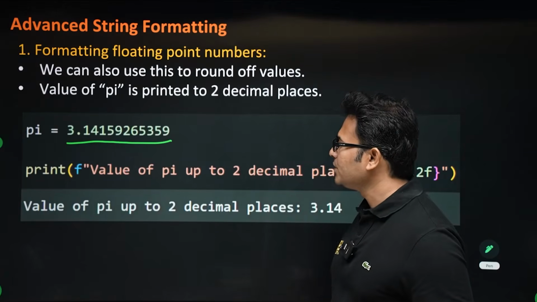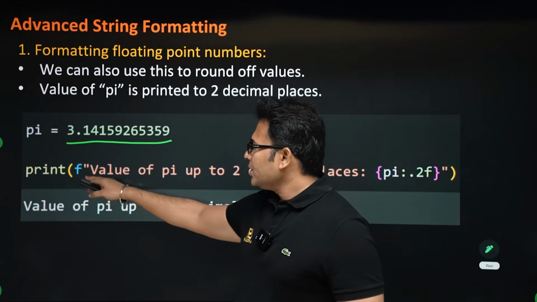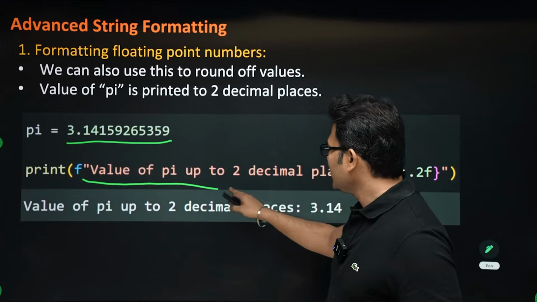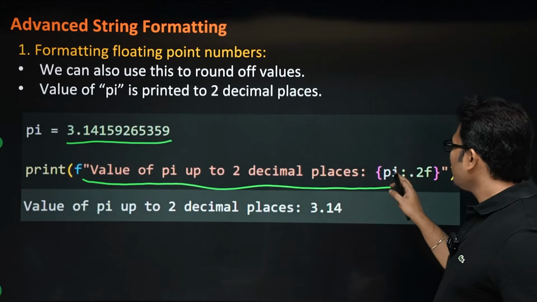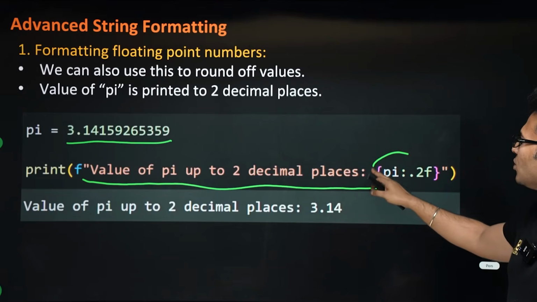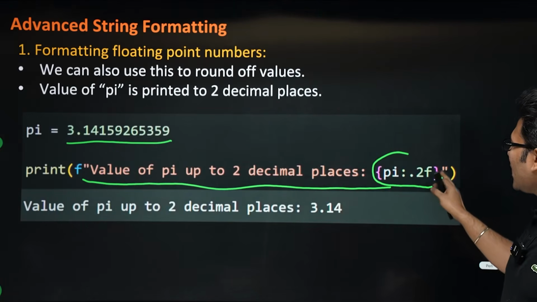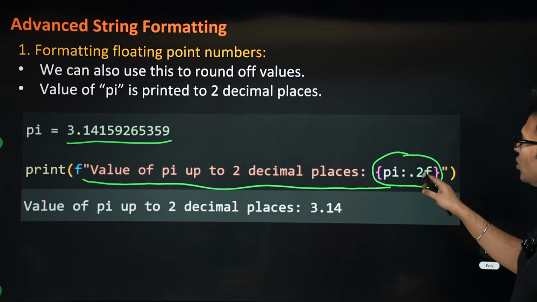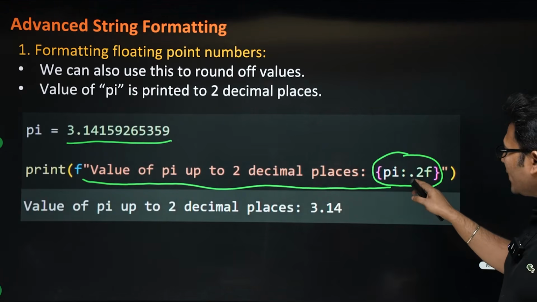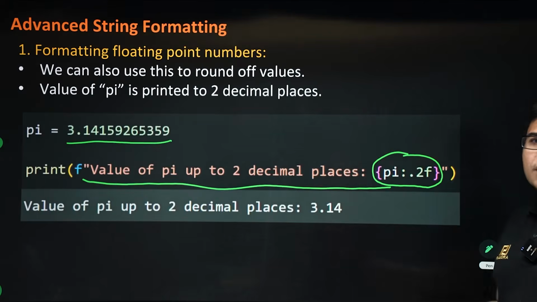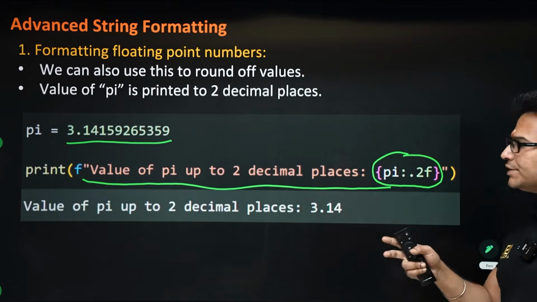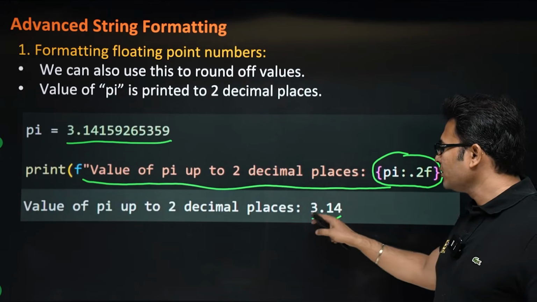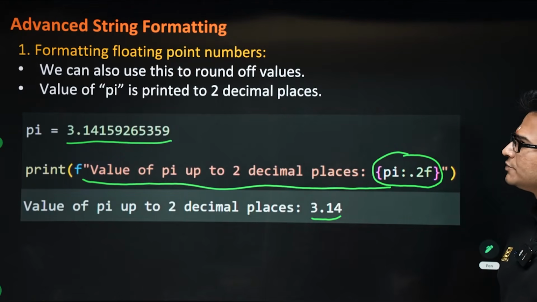Then what I can do is create an F string in which the value of pi has to be printed, but then I write a colon followed by .2f. When I write .2f, it means that I want only 2 digits. That is why, if you see the output, 3.14 is being displayed.